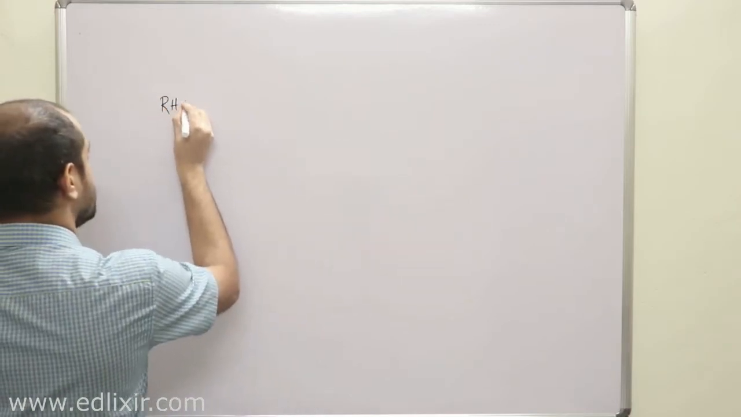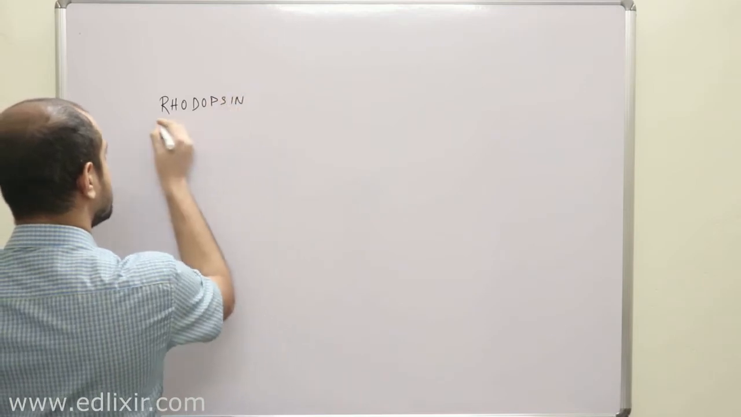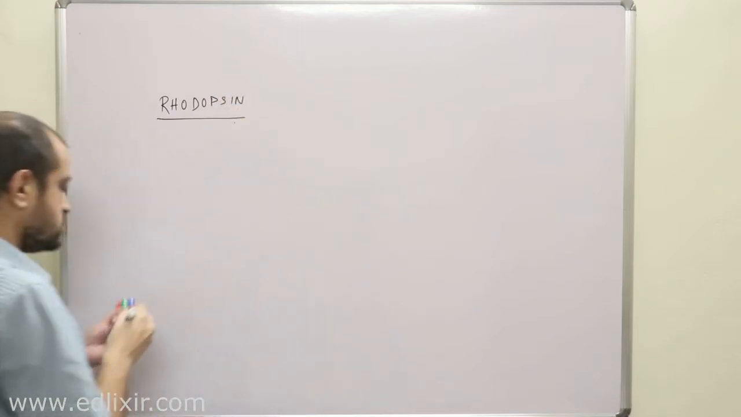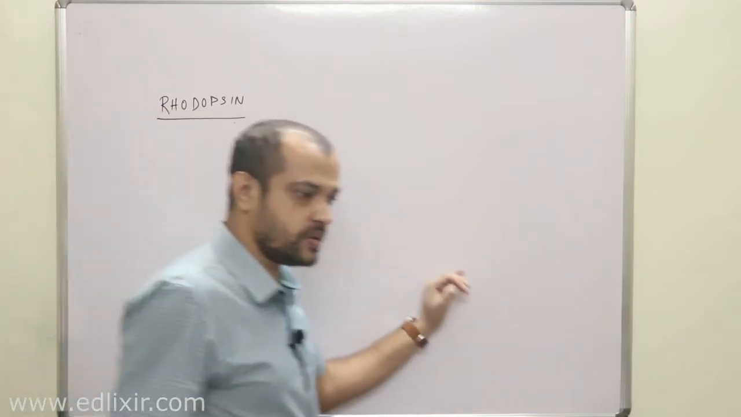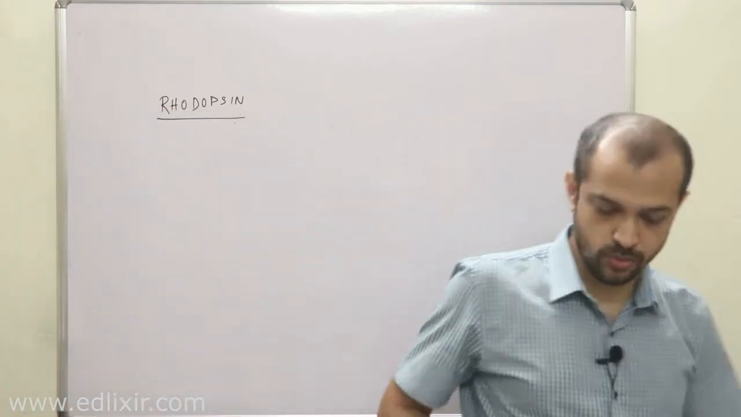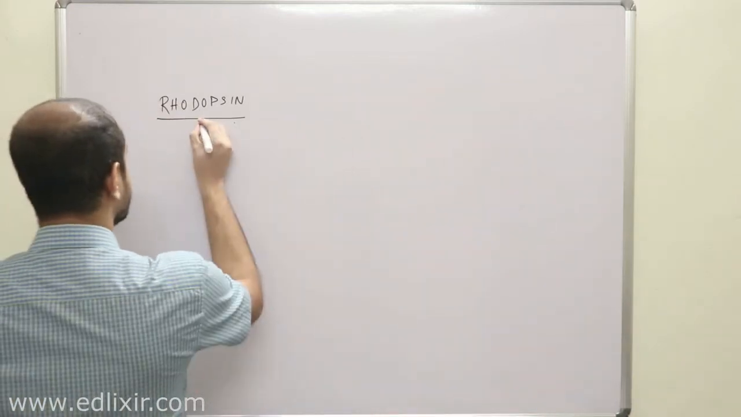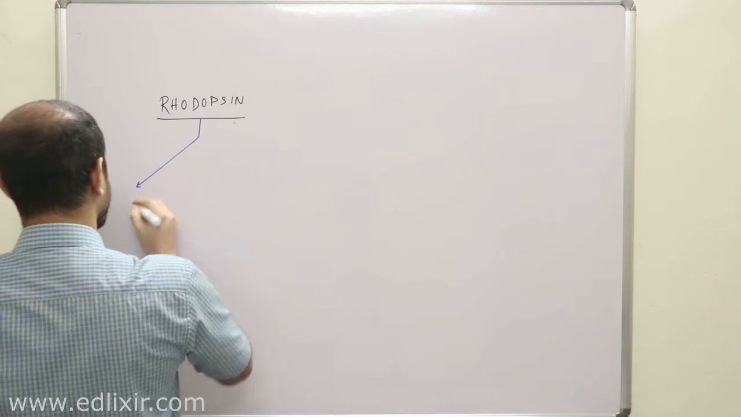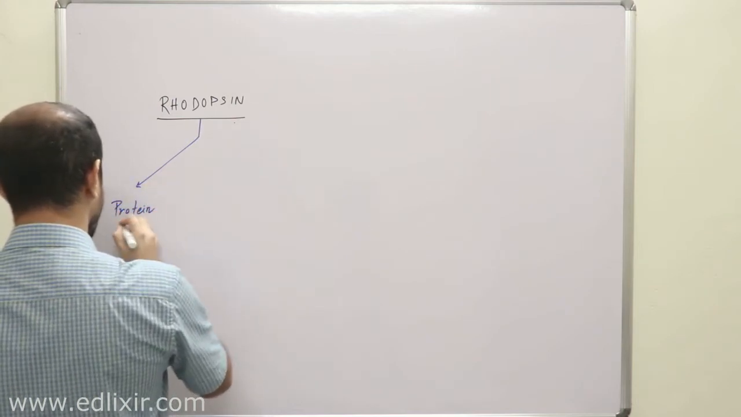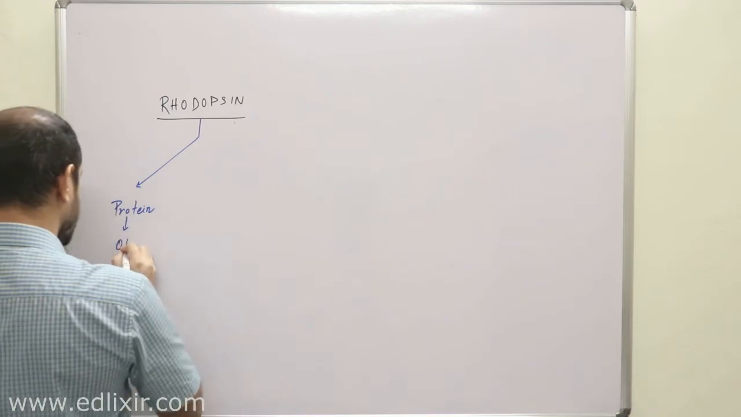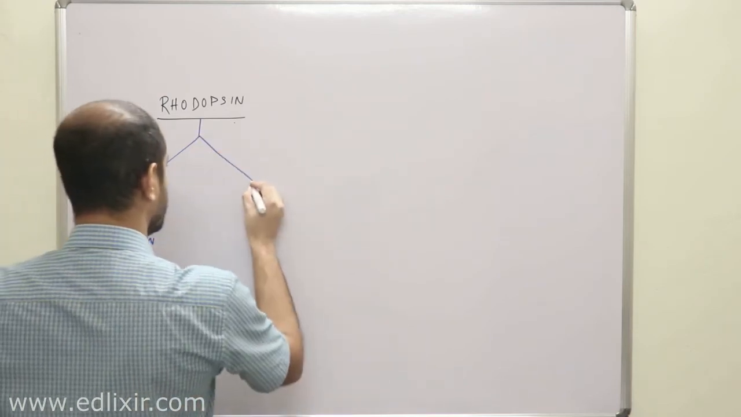Now listen, we have already had a small conversation with respect to rhodopsin, that is, rhodopsin is actually a molecule which is made up of both a protein part called opsin, right, and a chromophore, right?